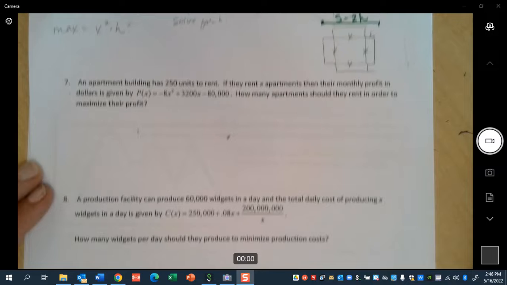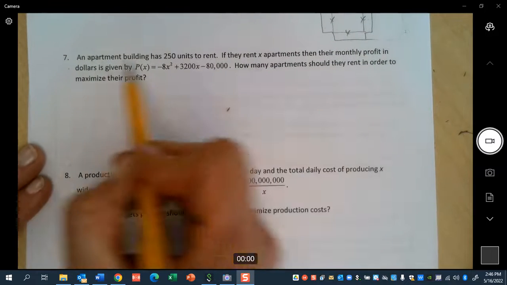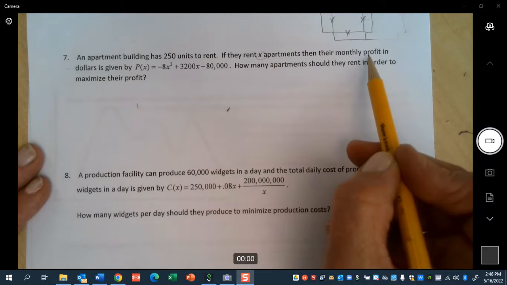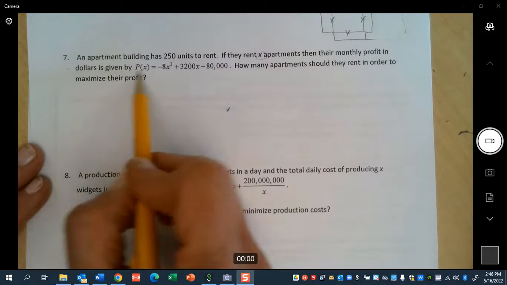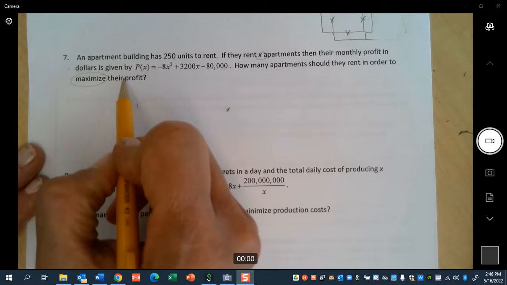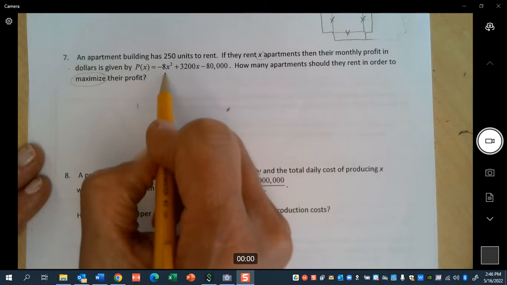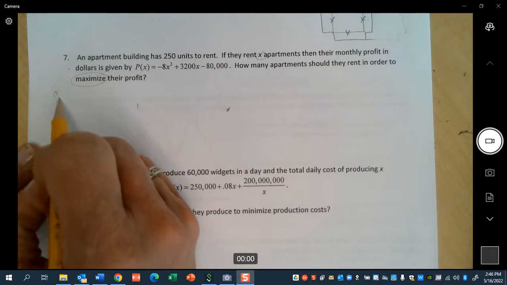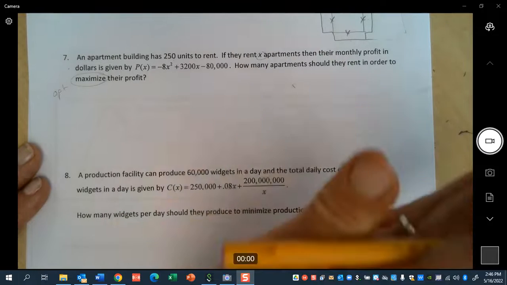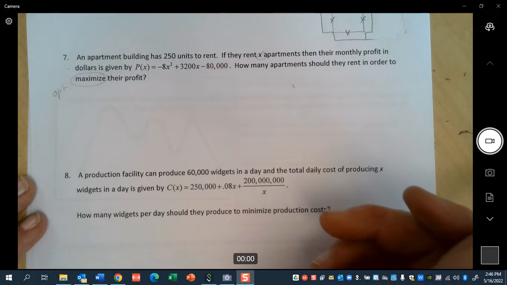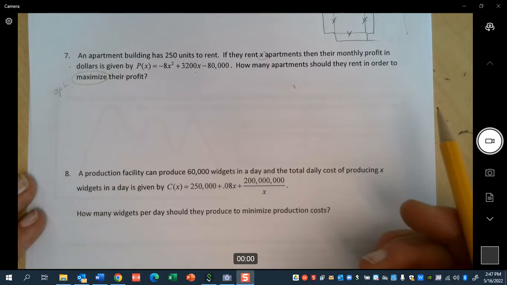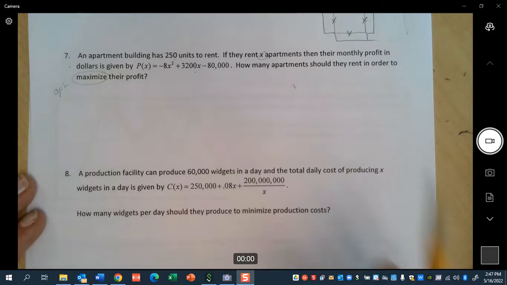All right, let's talk about 7 real quick. This one, apartment building has 250 units to rent, x apartments, then the monthly profit in dollars is given by that. They want to maximize their profits. So you want their profits. This is another optimization problem where you want to go ahead and substitute in. Take the derivative of this and set it equal to 0.